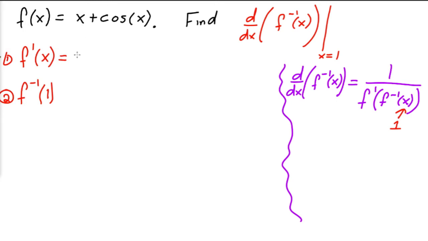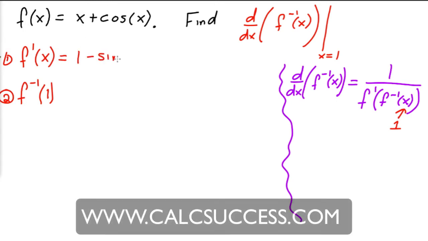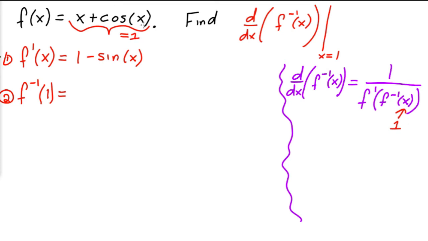So f prime of x is going to be 1 minus sine of x. And f inverse of 1, remember what this means: when this whole function is equal to 1, what is the x value that gives you that y value of 1? Usually this is a simple thing to find. So notice that if you plug in 0, cosine of 0 is 1, and then plus 0 is equal to the number 1.